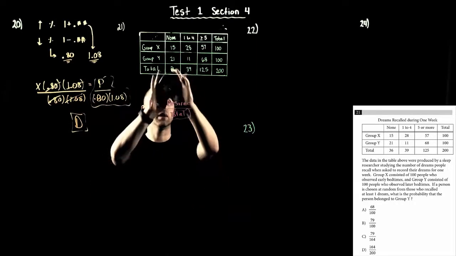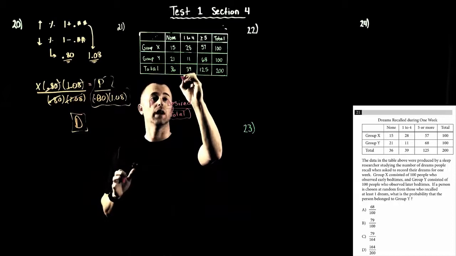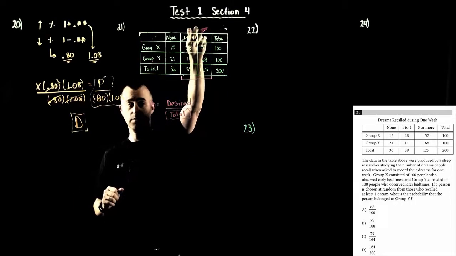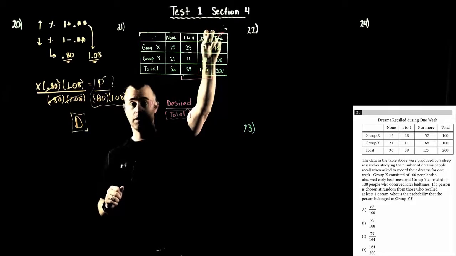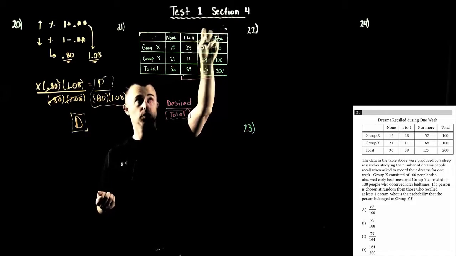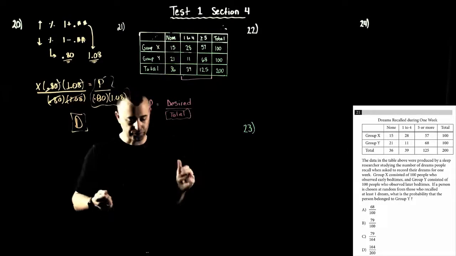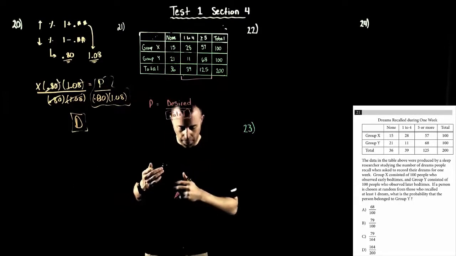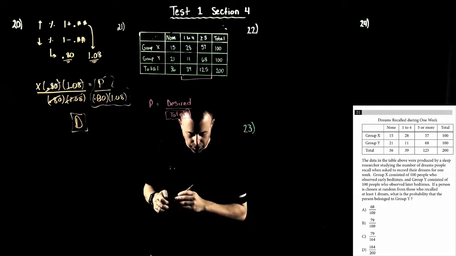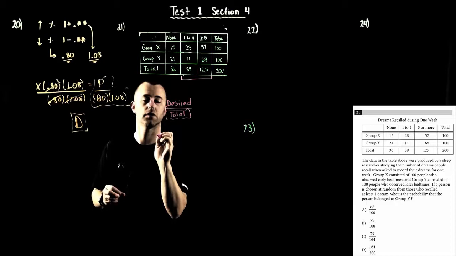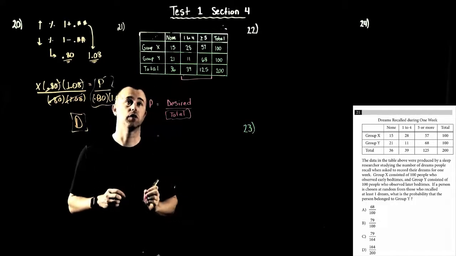So if I'm looking at this chart, I'm looking at this table right here, because this is one dream, but so is this. This is at least one as well. So both of these represent at least one dream. The only ones that don't would be the nones. So from that, what is the probability that the person belonged to group Y? So as I figure this out, I might have my desired outcomes. They belong to group Y.